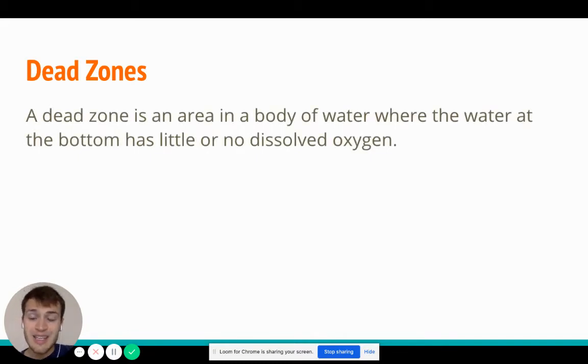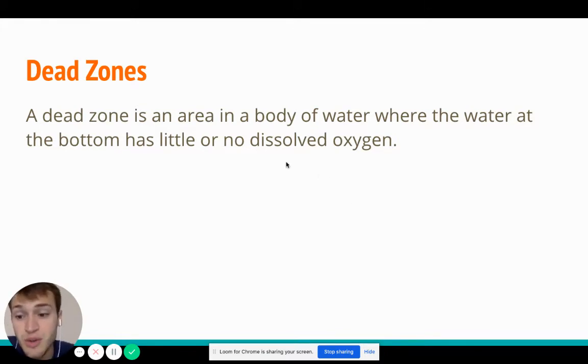So a dead zone is an area in a body of water where the water at the bottom has little or no dissolved oxygen. You know that all animals need oxygen to live. On land, we breathe to get our oxygen. In water, fish and other aquatic organisms use their gills to take the oxygen from the water. Water has really tiny little bubbles of oxygen that the fish can get, that we cannot get.